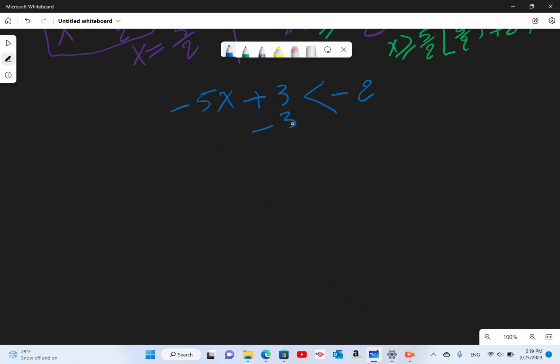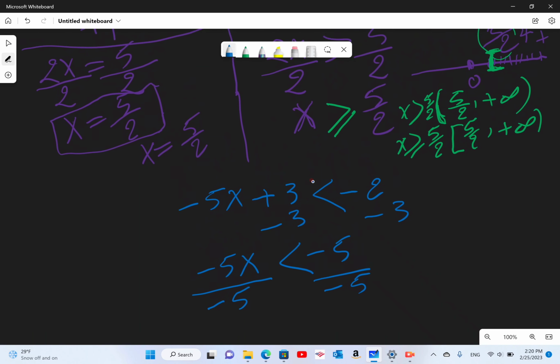Because the inverse operation of addition is subtraction. And what we do to the left side, we do to the right side. So we also subtract 3 here. And then we get minus 5x less than minus 5, right? And what's our next step? If we want to get rid of this negative 5, because x is multiplied by negative 5, we divide by negative 5. And since, going back to our rules, we're dividing, we also have to divide the right side by negative 5.